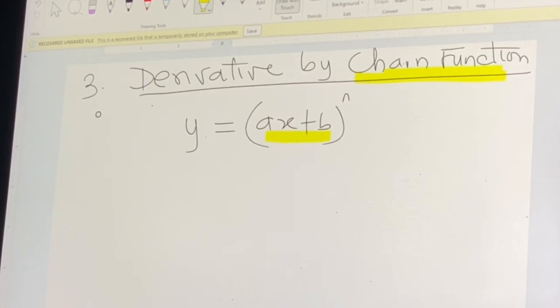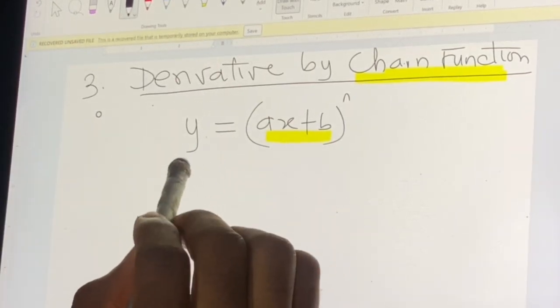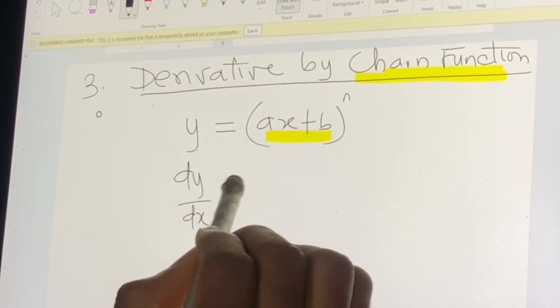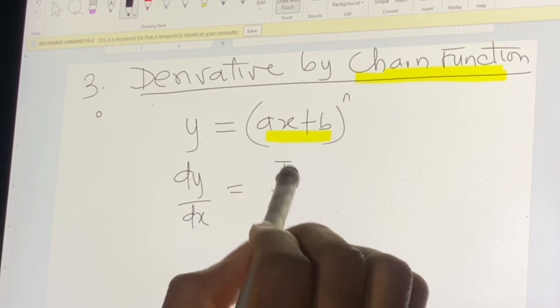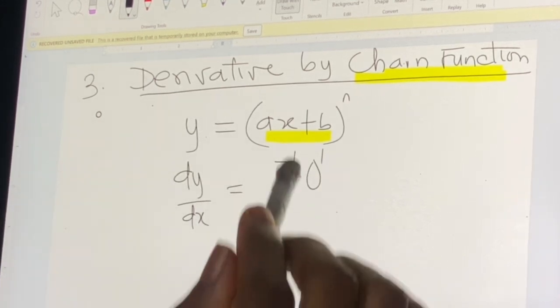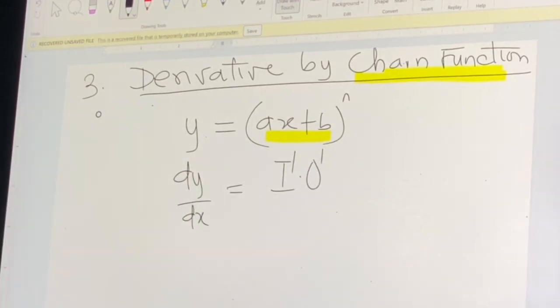So class, how do we apply the dy dx here? To differentiate this, our dy over dx will be equal to inner derivative times outer derivative. So before we know the inner derivative, we have to know how to identify the inner. And before we know the outer derivative, we have to know how to identify the outer. Please take note.